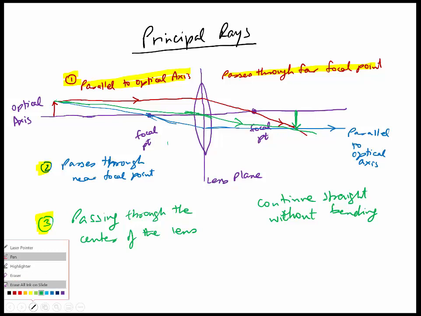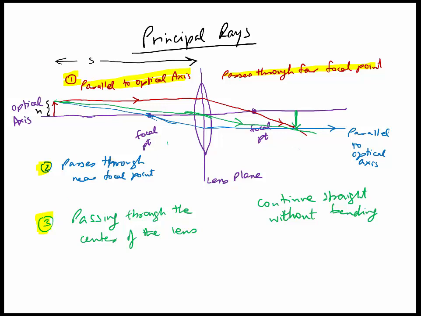So this helps me introduce the last two terms that we want to talk about as we do ray tracing. One is the object size, which is generally denoted as h. The distance of the object from the lens plane is generally denoted as s. And then there's an image size that's generally written as h prime. And then the image distance from the lens plane is written as s prime. So we got object distance, object size, image size.